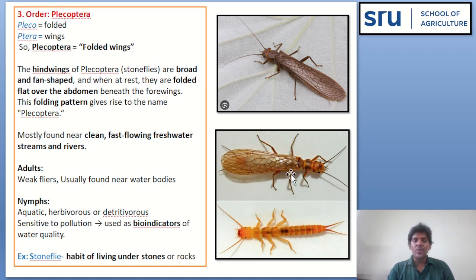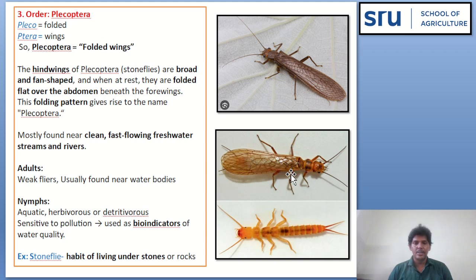This is mostly found near clean, fast-flowing freshwater streams and rivers. Adults are weak flyers usually found near water bodies. Nymphs are aquatic, herbivorous or detritivorous, and are sensitive to pollution. So we can use this insect as a bioindicator of water quality. If the insects are in the water, then we can say that the water is not polluted.